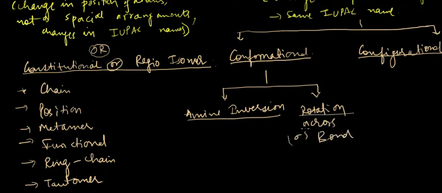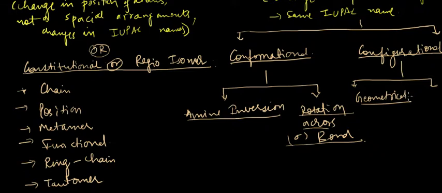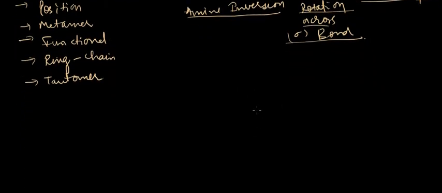Okay, and for configurational we have two more branches. One is geometrical and the other is optical. Okay, so let's start off first with the structural isomerism part. So let me write the heading, structural isomerism.